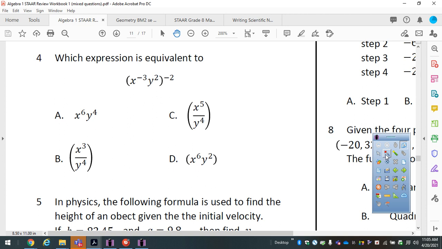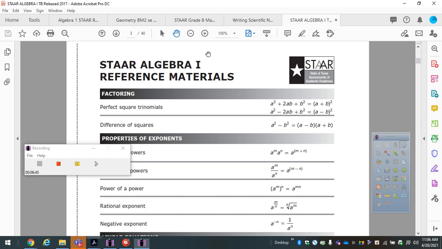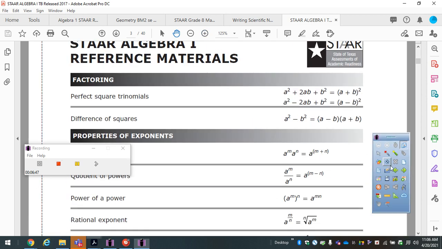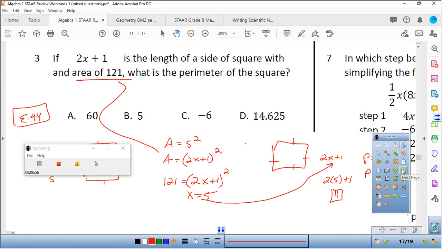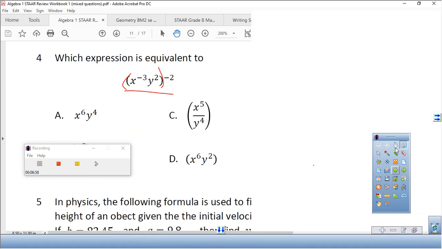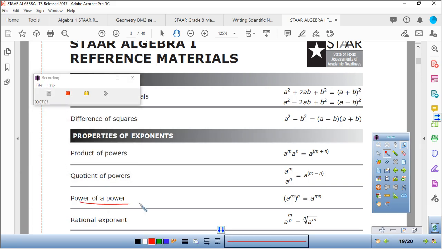Let me go get you one, hold on. Okay, so here I find you the STAAR release 2017. Here's your reference material. So look at the one that we're looking at right now. It's having a power to a power, and that's actually what it's called. Power of a power. You see this? Power to a power. So you basically multiply m and n.